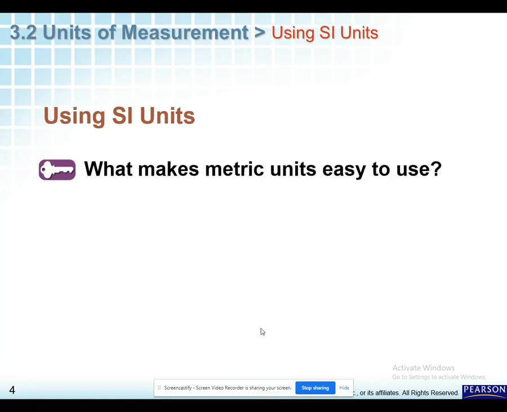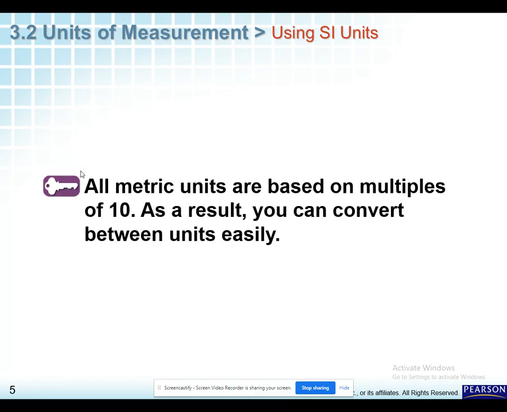So what makes the metric system easy to use? I know for a fact that I asked this on your pre-test for this year, and I will ask it on your test. So know that I'm going to ask this question. The reason that the metric system is so easy to use is because it's based on multiples of 10. And this allows us to convert between units easily, because since it's in multiples of 10, all you have to worry about doing is moving the decimal. If you multiply by 10, you would move the decimal to the right. If you divide by 10, you would move the decimal to the left.